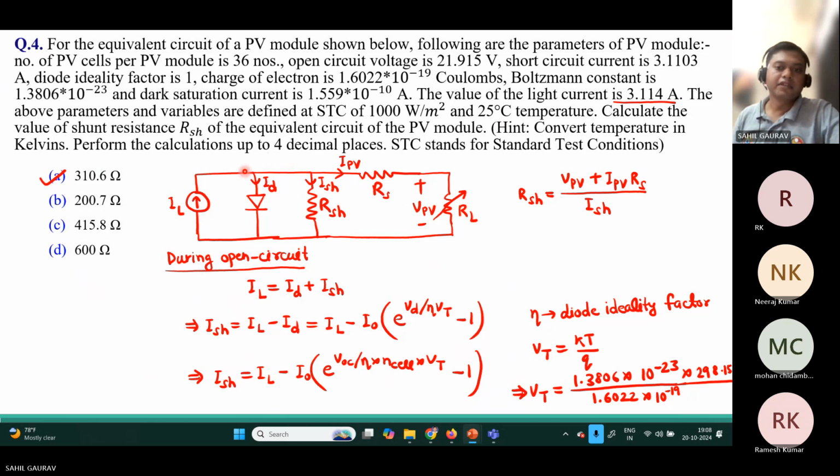Now let us see the next problem, that is the fourth problem. In this problem, they are asking about the value of shunt resistance of the equivalent circuit of the PV module. For this, we have to apply KCL for this PV module, and we know that IL is equal to ID plus ISH.